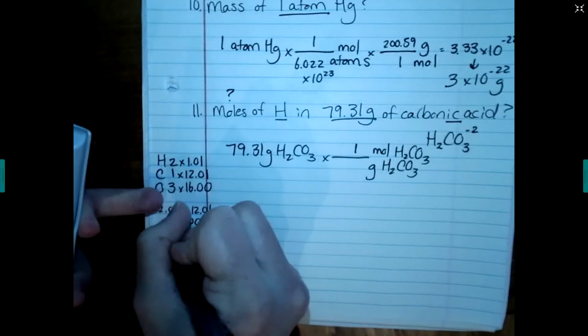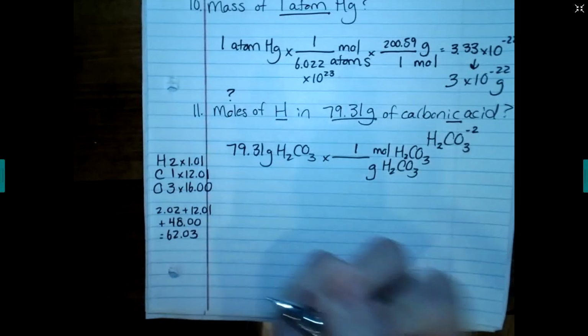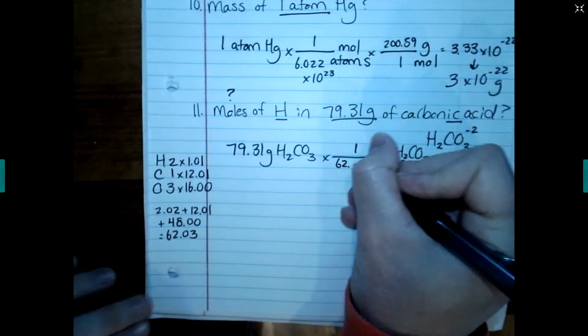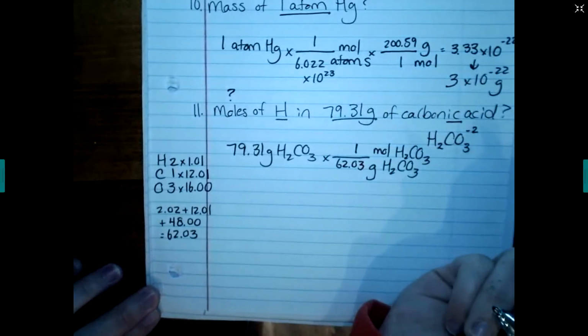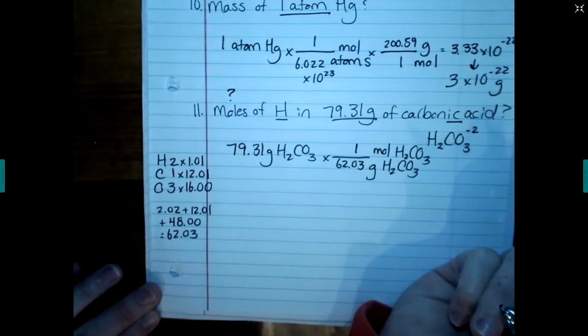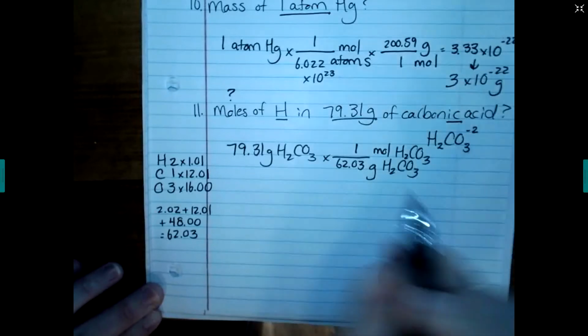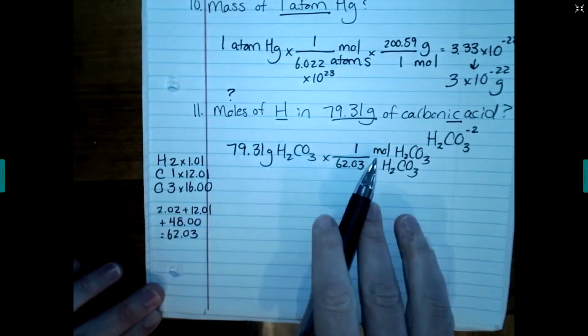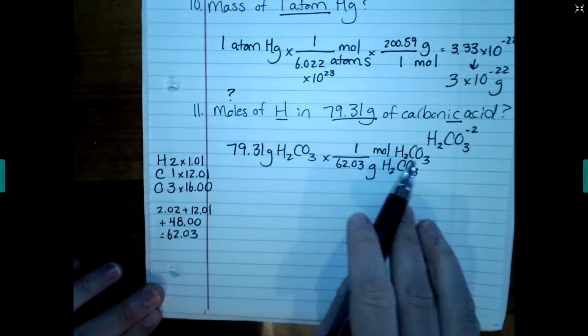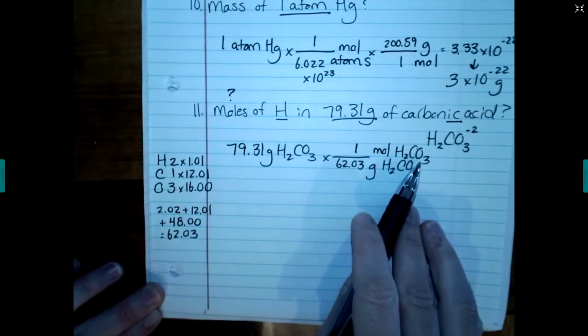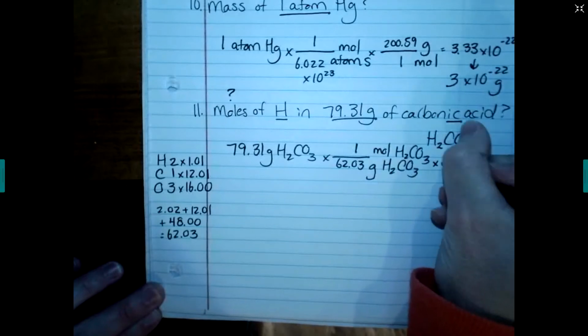And I get 62.03. It's going to go right here. Now, you might be thinking that we are done with the problem. We're actually not. The problem asked us to find moles of hydrogen. We've only found moles of carbonic acid. So we got to go a little bit further with this problem.